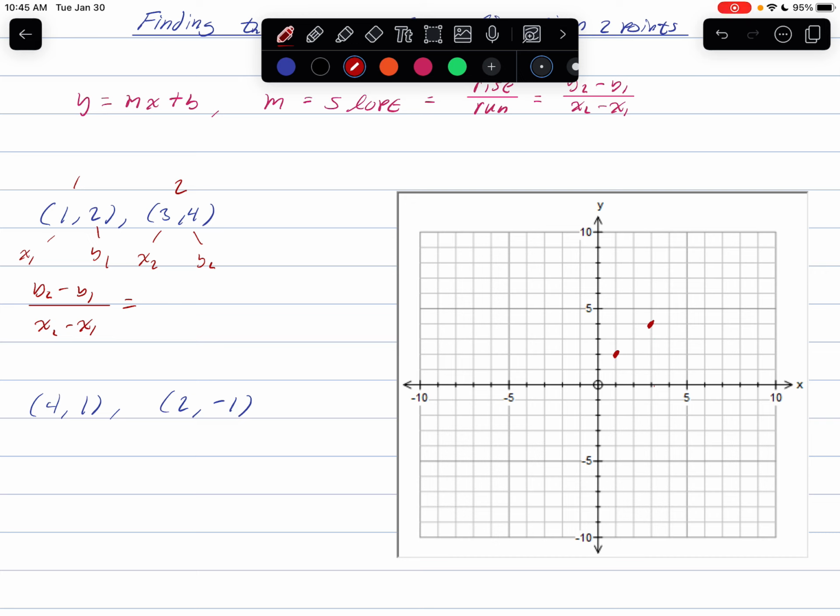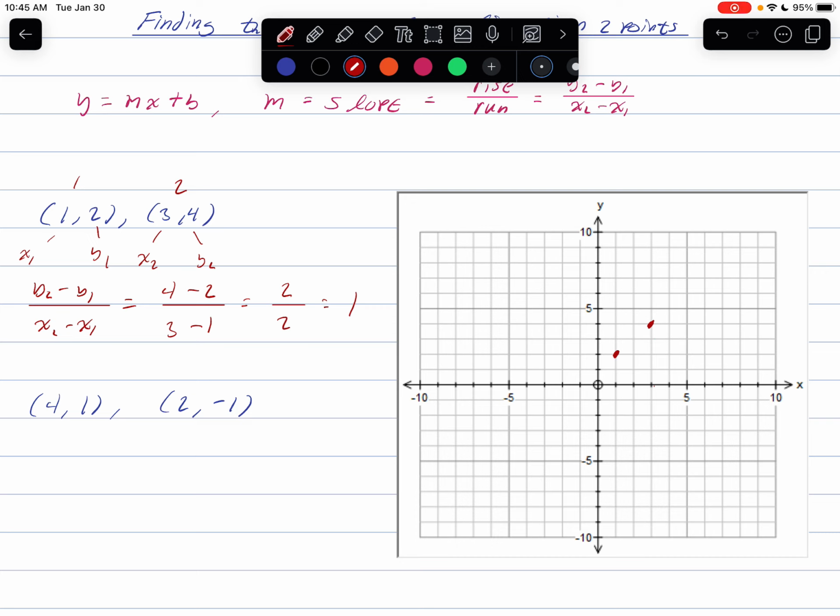Okay, so in this case, we have our y2 is 4, all right, and our y1 is 2. So I have 4 minus 2 over x2 is 3, and x1 is 1, and we're going to subtract those. So here we have 4 minus 2 is 2 over 2, which gives us 1 once we simplify that. Okay, so our slope here is 1.